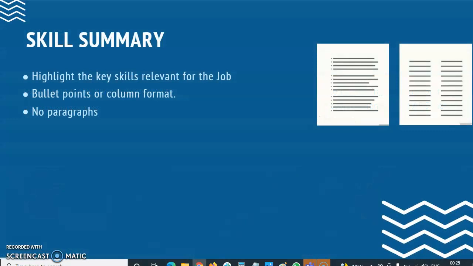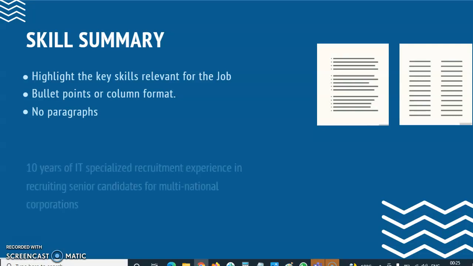Skill summary. Here, you have to mention the highlights of your resume. The best format to follow is bullet points or column format. In skill summary, give keywords that both recruiter and ATS can easily pick up. Let's go to an example.